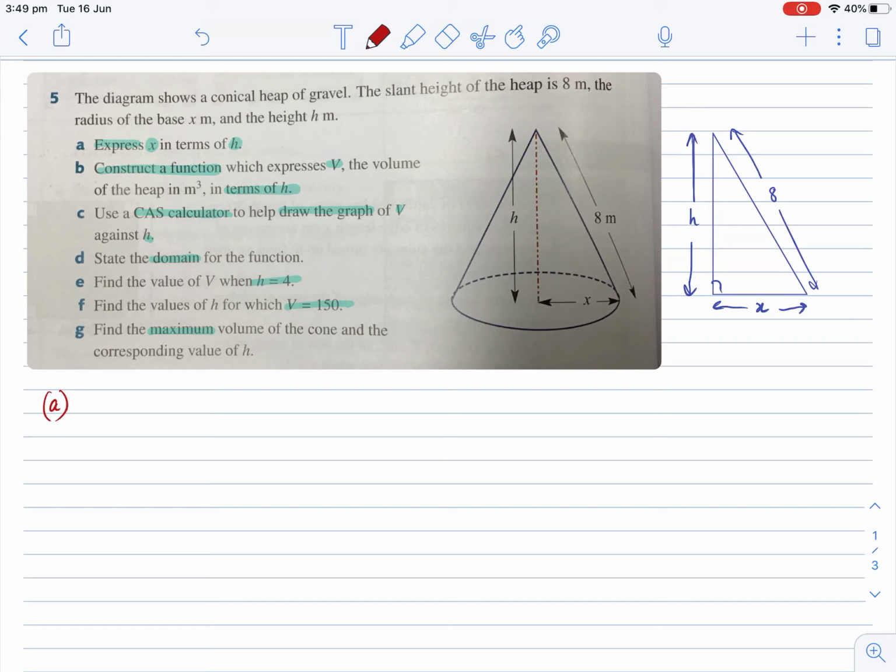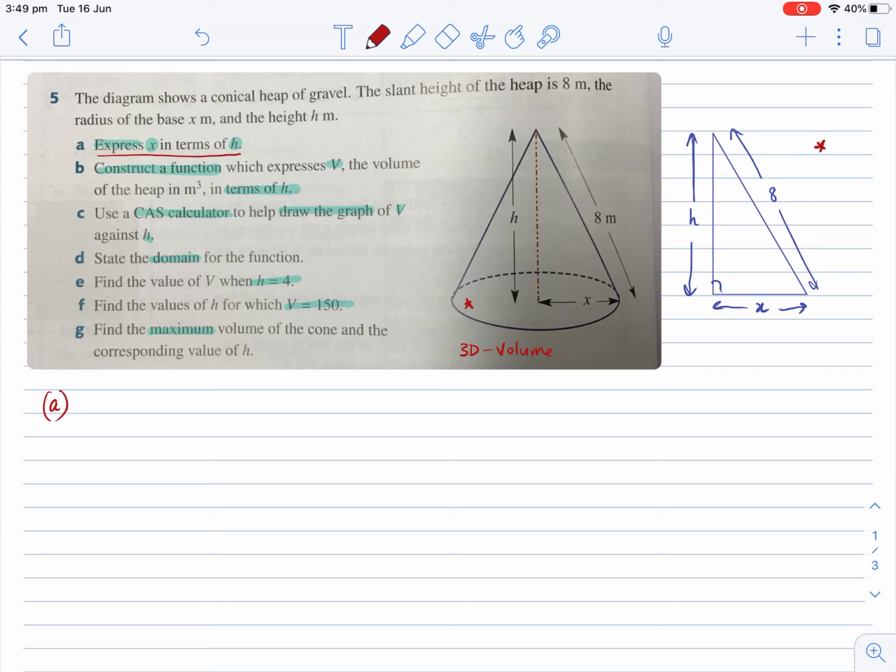Again, we've reread the question and I've drawn a diagram to help. And when I say express x in terms of h, I can get a little bit muddled up with my 3D diagram because when I think 3D diagram, I automatically think 3D has to do with the volume. Now in this first question, part A, it doesn't mention anything about the volume. It just wants x and h.